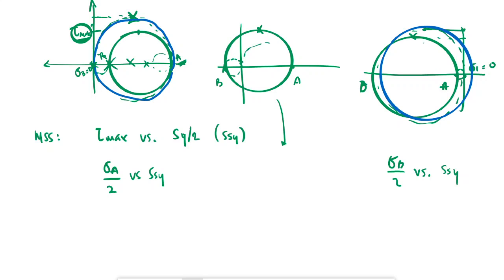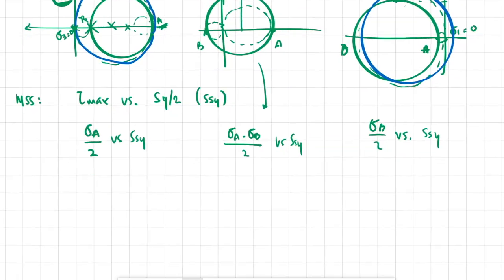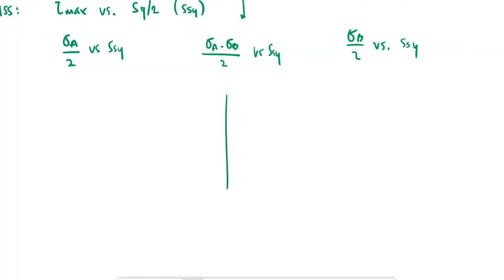And when I go into this middle one, that is what I just did. I would have some smaller circles inside. I am looking at this value for the tau max. That's just going to be sigma A minus sigma B, which would be the diameter of the circle, divided by 2 to get the radius, to get that tau max, versus SSY. So by looking at these three cases, we put them together in those diagrams that have sigma A and sigma B and their axes.